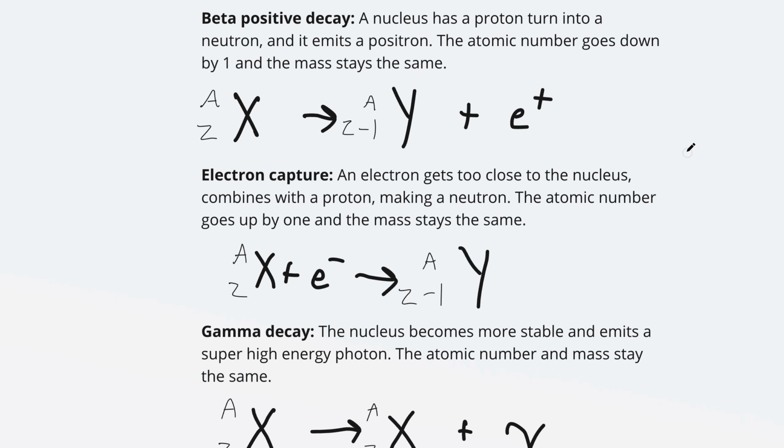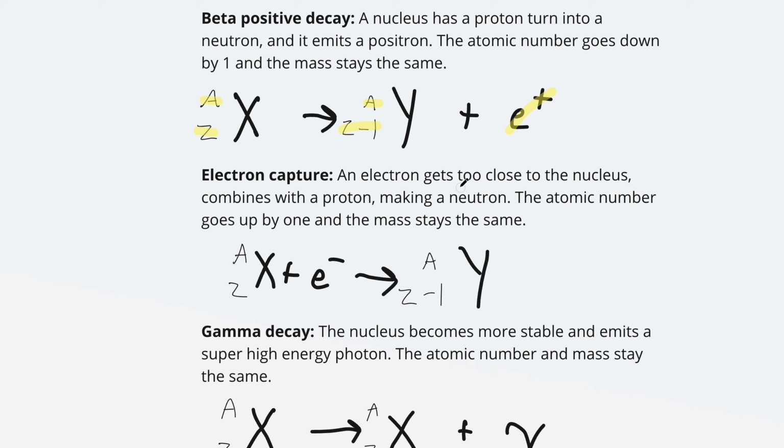The next type of decay is beta positive decay. In beta positive decay, we have a proton that turns into a neutron. You want to think of this as a proton basically losing its positive charge. The way it does that is by ejecting a particle called a positron, which you can basically think about as a positively charged electron. So when the proton loses that positive charge, it turns into a neutron. Our atomic number goes down by 1. We gained a neutron while we lost a proton, so they offset each other, and the atomic mass stays the same.